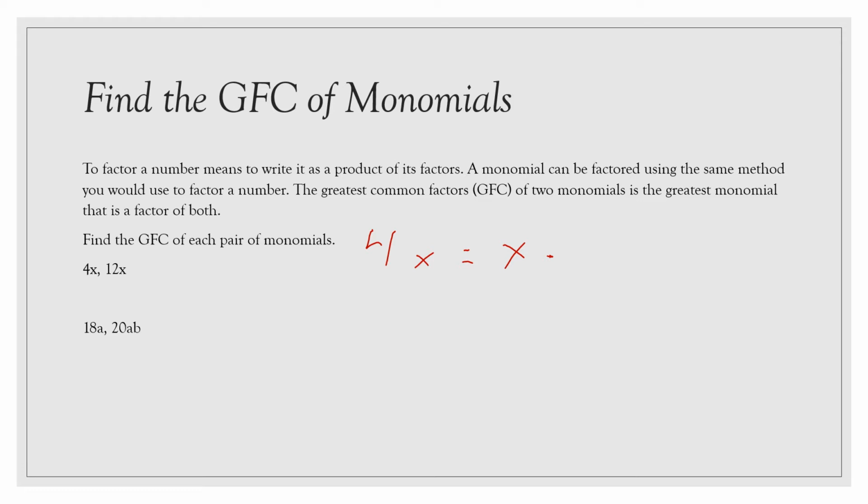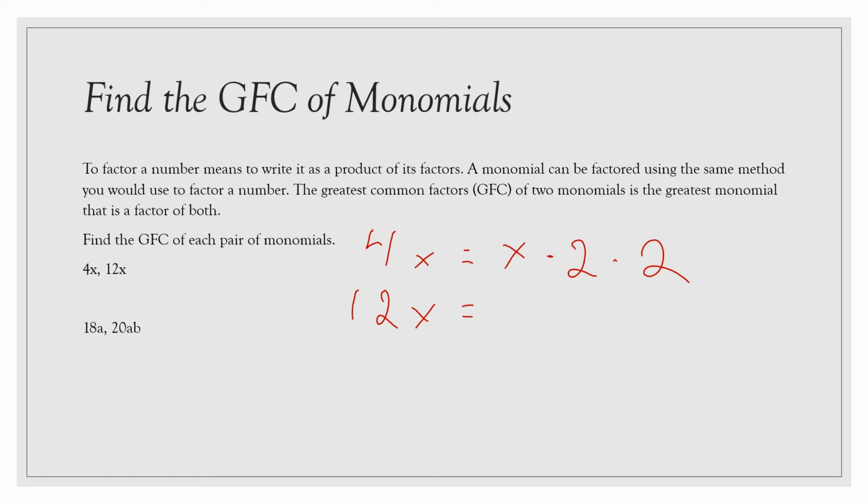So is 4 divisible by 2? And the answer is yes. It's divisible by 2 again. Is 2 divisible by 2? Yes, the answer is 1. So that means that we are now done. So we factored 4x into x times 2 times 2. Now let's do the same thing with 12x.